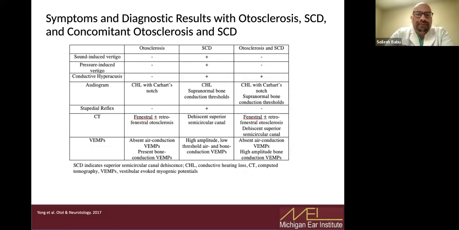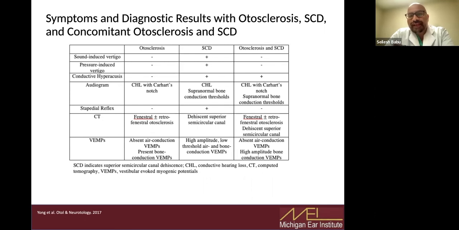And if you do get VEMPs, they are relatively normal, except they're absent because you can't get enough sound signal through there because of the conductive hearing loss. But typically you wouldn't get VEMPs in classic otosclerosis. And then superior canal dehiscence presents with the symptoms that we talked about. You would have acoustic reflexes that were intact, and a CT scan that now shows the dehiscence, and you can follow that through with VEMPs.